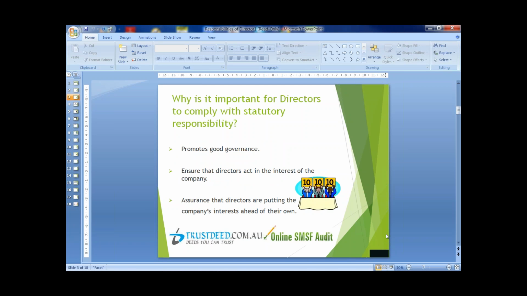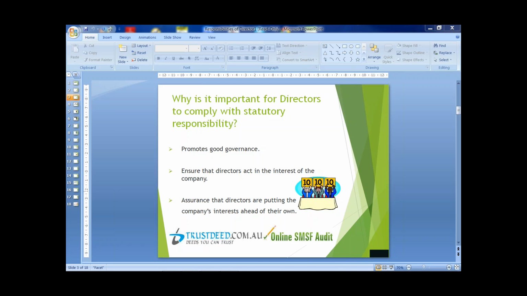So why is it important for directors to comply with statutory responsibility? When director complies with their statutory responsibilities and duties, apart from reducing their liability, it also helps them to promote good corporate governance, ensure that directors act in the interest of the company, and assure that directors are putting the company's interest ahead of their own. The basic objective for this statutory responsibility is to enhance stakeholder confidence in the working of the company and enhance corporate image.